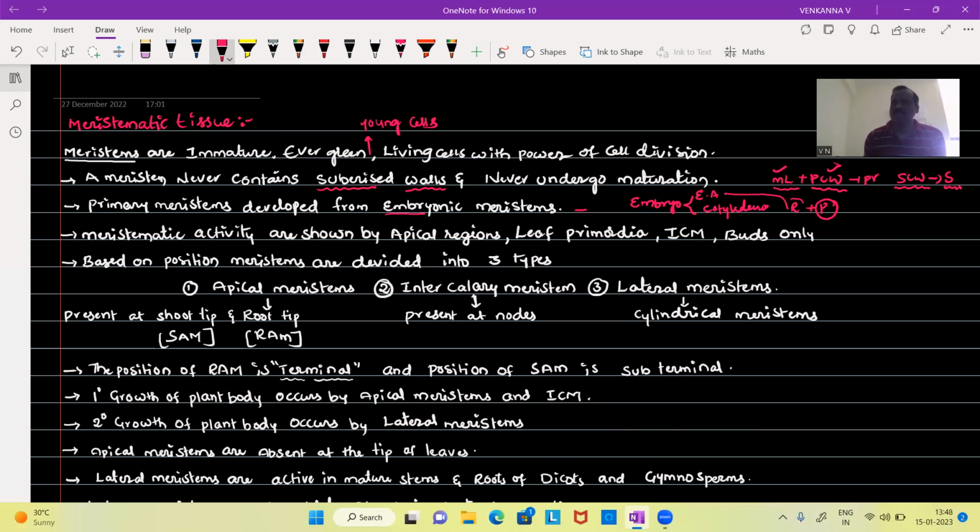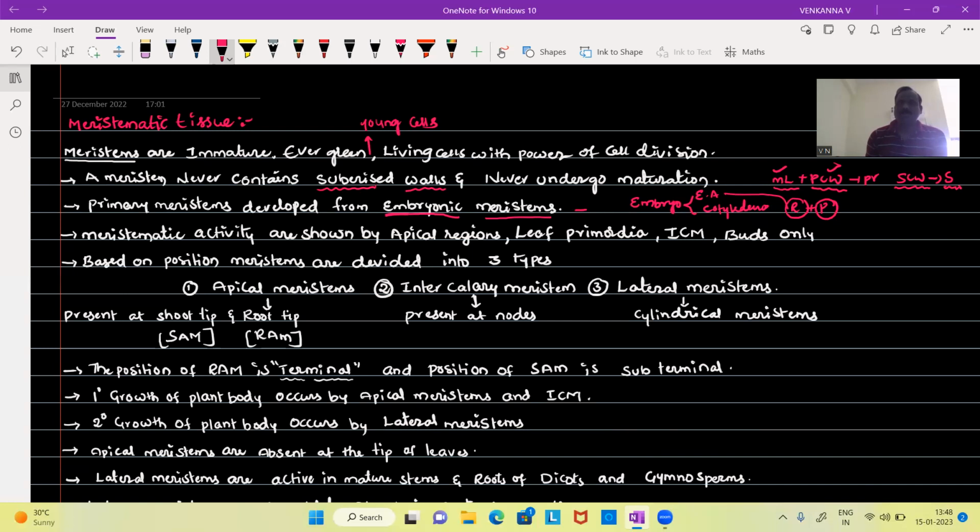But both of these, plumule and radicle, divide by mitosis and form meristematic tissues at their tips, forming the root apical meristem and shoot apical meristem. So almost all the primary tissues are developed from the embryo. So they develop from embryonic meristems.